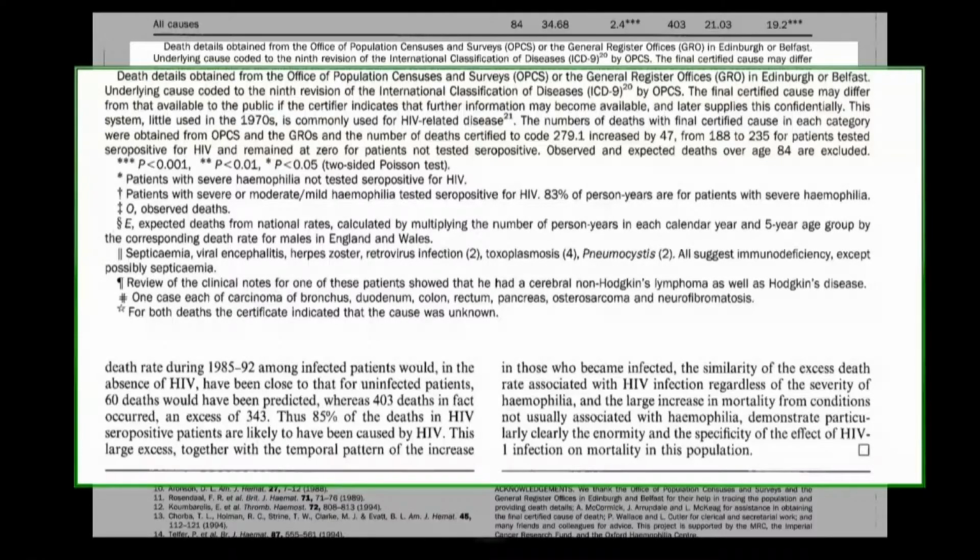May I just ask, in relation to the 60 deaths that would have been predicted, that's deaths in the absence of HIV infection. Yes, in other words, that's what would have been in a population of that number, whatever the number was, we would have expected 60 deaths based on the observation of the seronegative patients. Now, does the 60 therefore include the deaths that might have been predicted from hepatitis C?